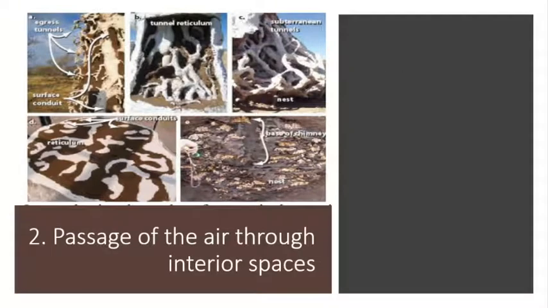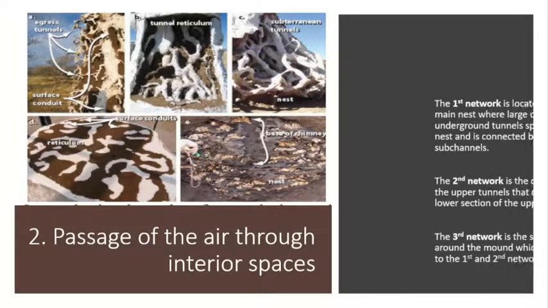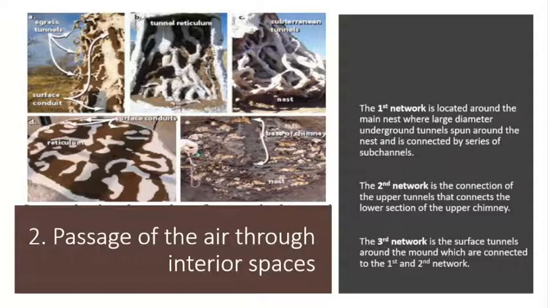So the second stage is the passage of the air through interior spaces. As you can see in the figure, there is this complex structure of the termite mound. The morphological features and interconnection of the channels inside the mound allow air to circulate through the entire mound. The channels in the mound are categorized into three networks. The first network is located around the main nest, where large diameter underground tunnels span around the nest and are connected by a series of sub-channels.